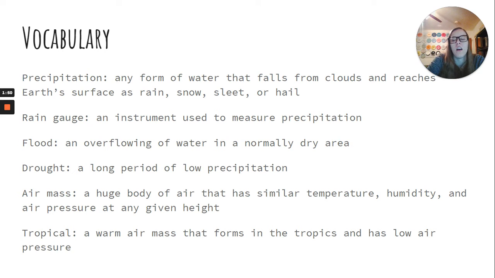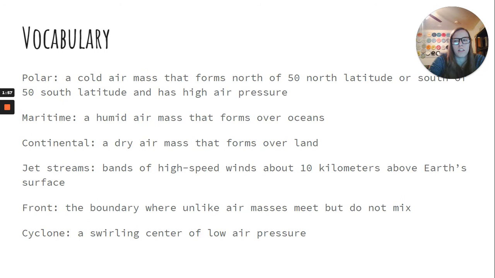Air mass is a huge body of air that has similar temperature, humidity, and air pressure at any given height. Tropical, a warm air mass that forms in the tropics and has low air pressure. Those will be on your test. We have tropical, polar, maritime, continental. Those will be matching. Polar is a cold air mass that forms north of 50 north latitude or south of 50 south latitude and has high air pressure. Maritime is a humid air mass that forms over oceans. Continental, a dry air mass that forms over land.